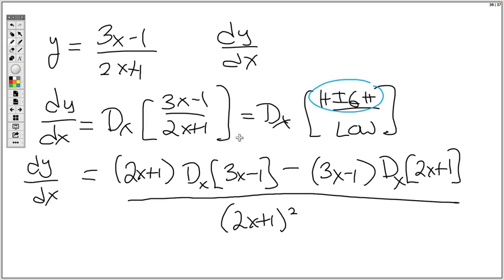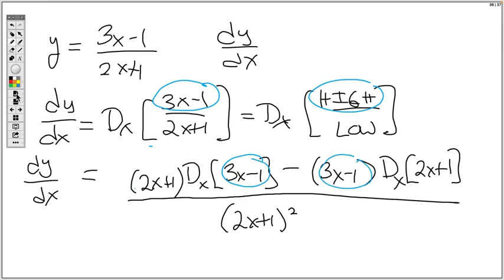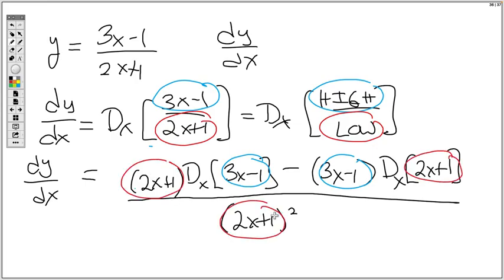So that's the high function. Whoops. I circled the wrong thing with the wrong color here. So the high function is 3x minus 1, low d high, minus high d low. Low function, low d high, minus high d low. Square the bottom, and off you go. Does everyone see how we're plugging in the appropriate things to the appropriate places?